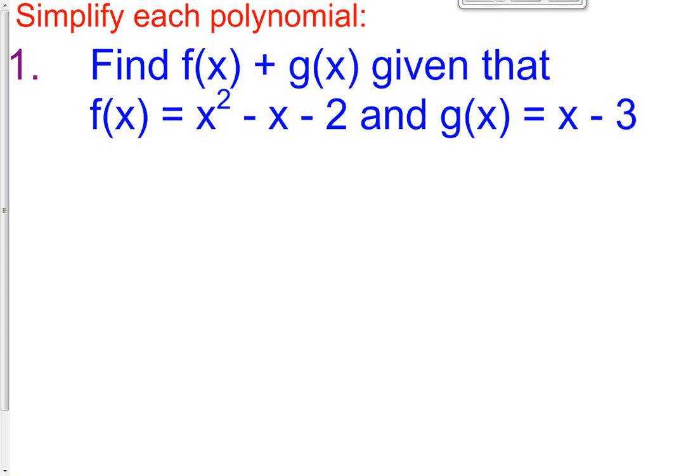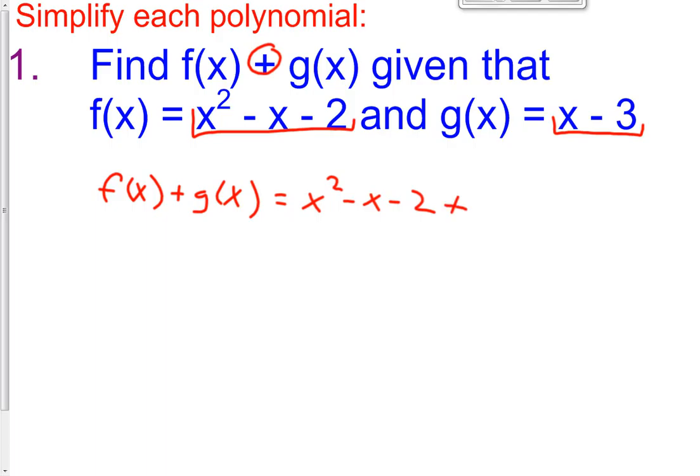Our first one here is written in function notation. Find f of x plus g of x. These two functions, I'm going to add them together. So f of x plus g of x is this. Here is f of x, and I'm going to add it to my function g of x. So I have x squared minus x minus 2 plus g of x, and g of x is x minus 3.